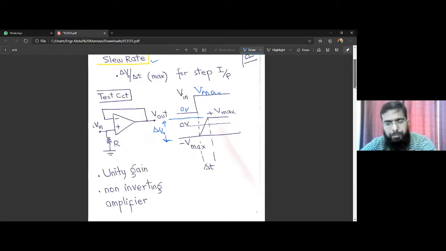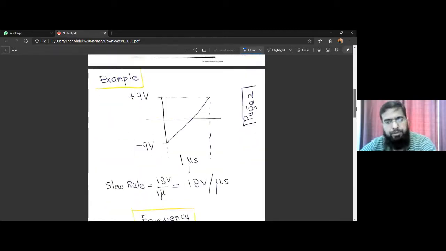For example, if the input was raised from minus 9 volts to plus 9 volts suddenly, and it's a voltage follower circuit that follows the same input, the same pattern, then the output also has to rise to plus 9 volts. But since the input was raised to plus 9 volts as a step, the output cannot do that. The output will go to plus 9 volts, but will take some time.